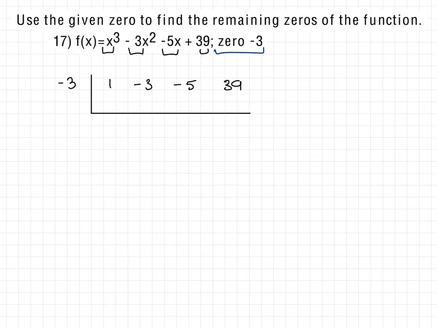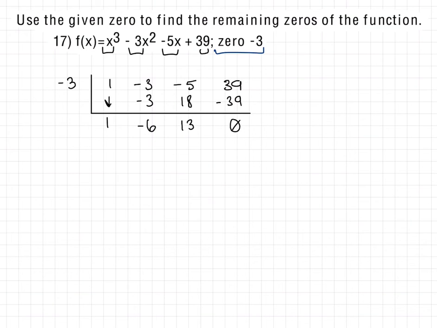Now we're going to go ahead and drop down the first coefficient, and that's going to be 1. So negative 3 times 1 is negative 3. Negative 3 minus 3 is negative 6. Negative 6 times negative 3 is going to be positive 18. 18 minus 5 is positive 13. And then we're going to have 13 times negative 3, which is negative 39, which gives us 0.